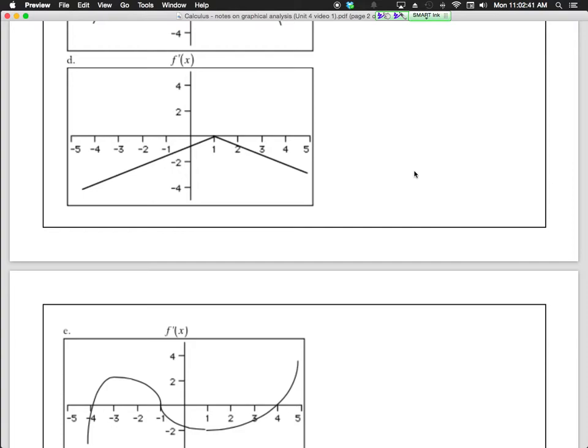So D. Critical points on D. x equals 1. Is it a relative max, relative min, or neither? Neither. Why? Because it's all negative. Because f prime of x is always negative. So what does that mean about my function? It's always decreasing. It's always decreasing. Very good.